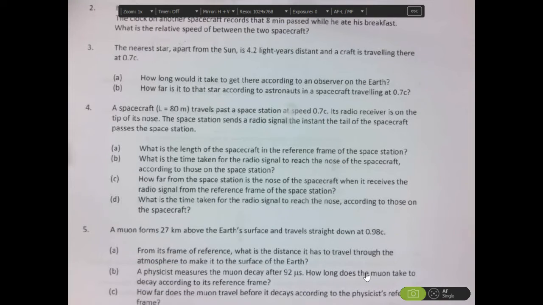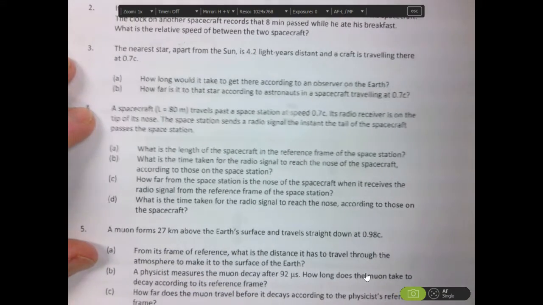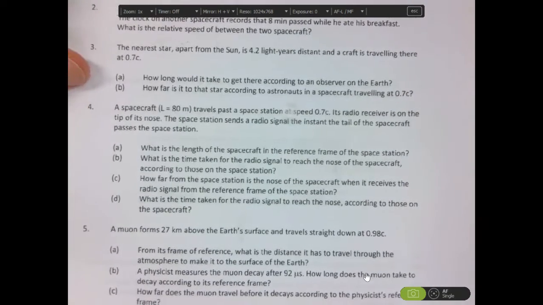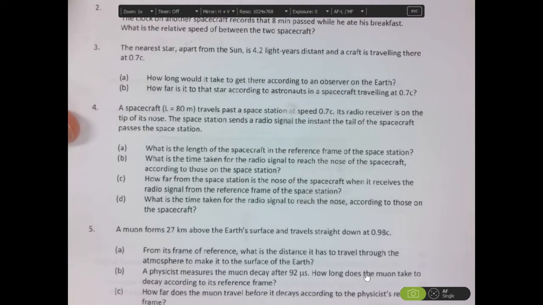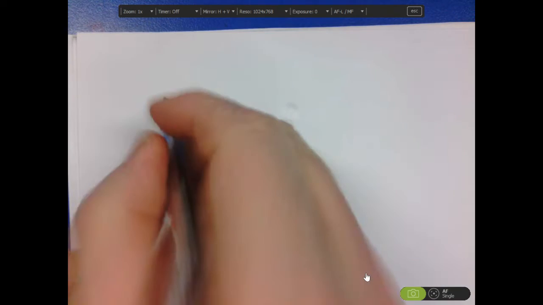Okay, so 4D, what is the time taken for the radio signal to reach the nose according to those in the spacecraft? Right, this one here will give us a really good understanding of what is actually happening in relativity. So, it's got printing on it. Let's see if I can get a blank. That's better. Okay, so here we are. Let's get our diagram up again.